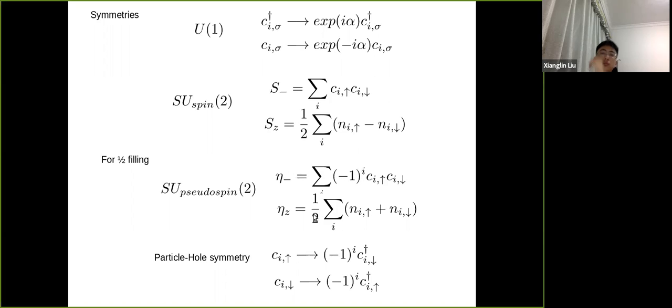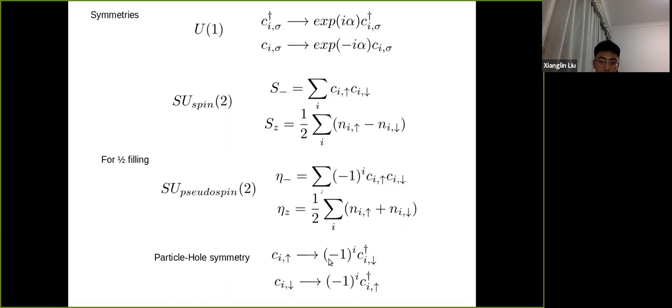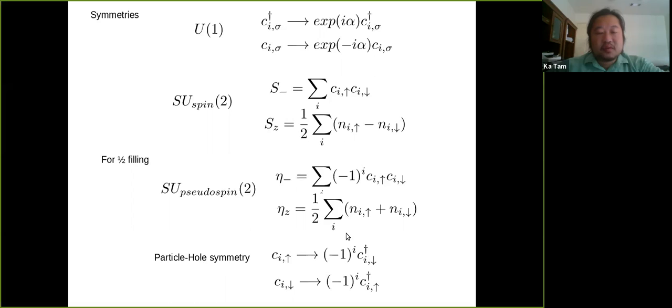So there's an additional symmetry. Another symmetry of this model for the half-filled case is the bipartite lattice symmetry, where you replace the annihilation operator by the creation operator multiplied by a phase, and the Hamiltonian is also symmetric with respect to it. So that's pretty much all the symmetry you can find in this model.